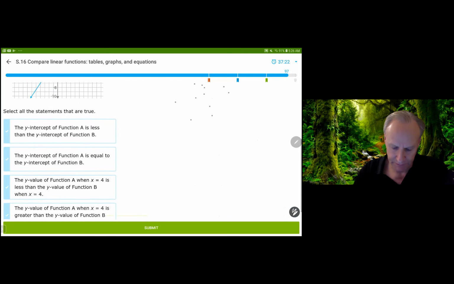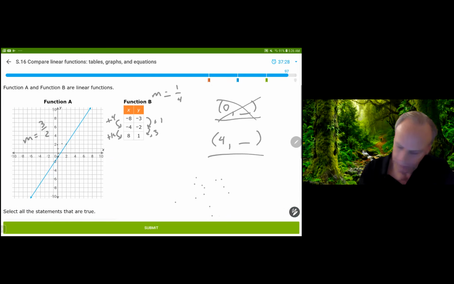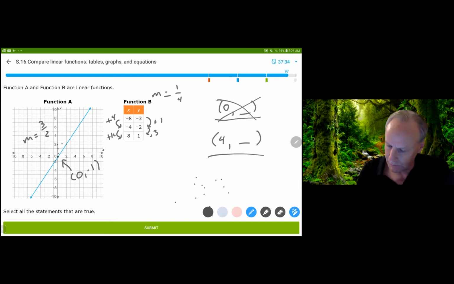The y-intercept and the y-intercept. Oh, and the y values. Oh, we didn't need the slopes. We needed the y-intercept. The y-intercept for this one, sorry, is at 0, -1. And the y-intercept for this one, we're going to have to find it. So we have y equals mx plus b. We're looking for b. And y is, let's use this one, 1 equals 1/4 of 8 plus b.